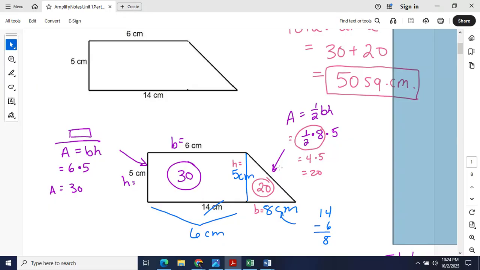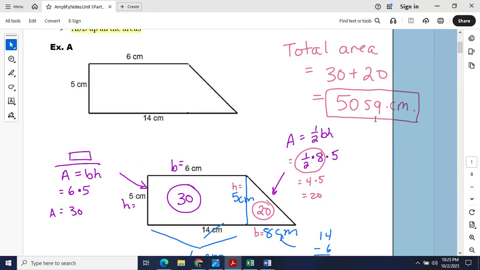Now this triangle, a triangle is half of a parallelogram. So A equals half BH. The base is 8 and this height is 5 because the other side is 5. Half of 8 is 4, 4 times 5 is 20. So total area of this is 30 plus 20 is 50 square centimeters.